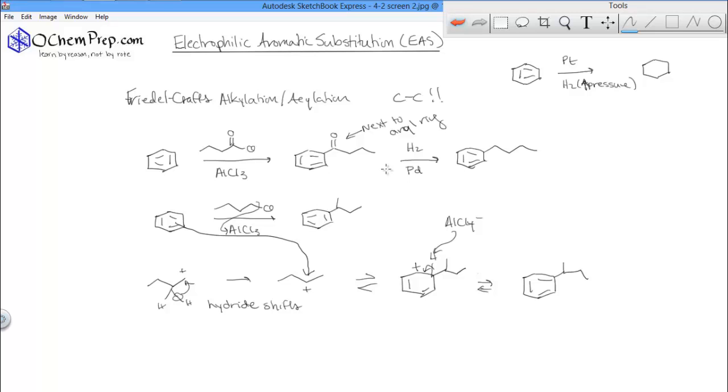And we will use this when we get to synthesis problems, because what we've done is taken a group with a C=O and changed it to a group with a CH2. And these two groups direct the next electrophile differently.